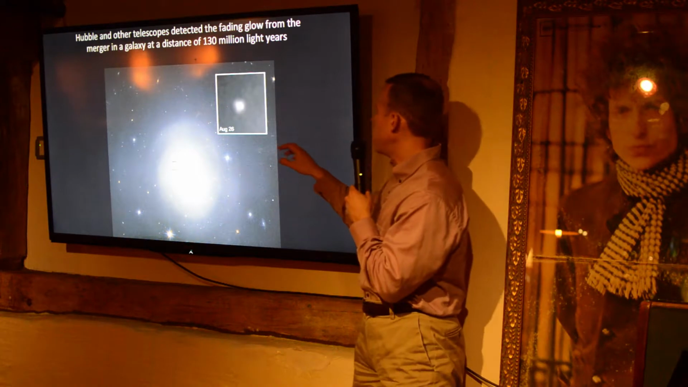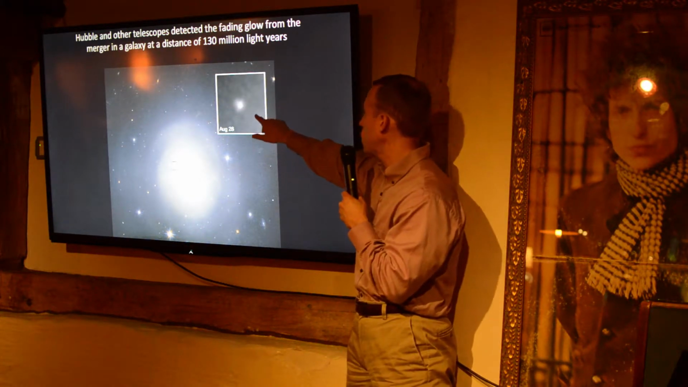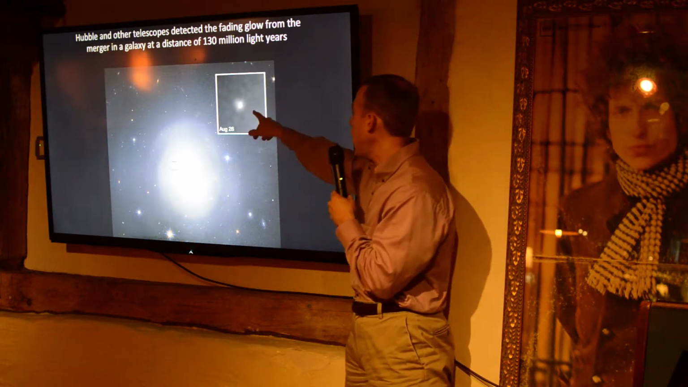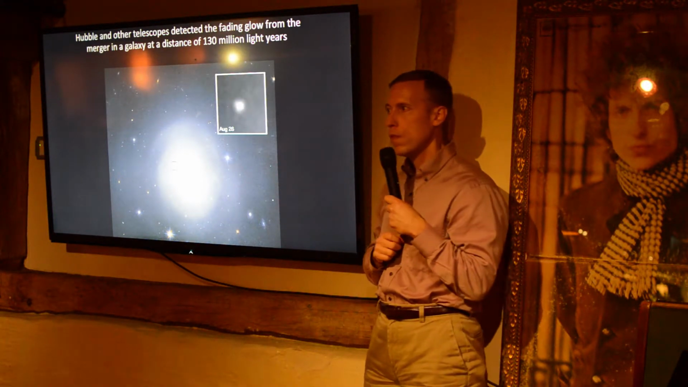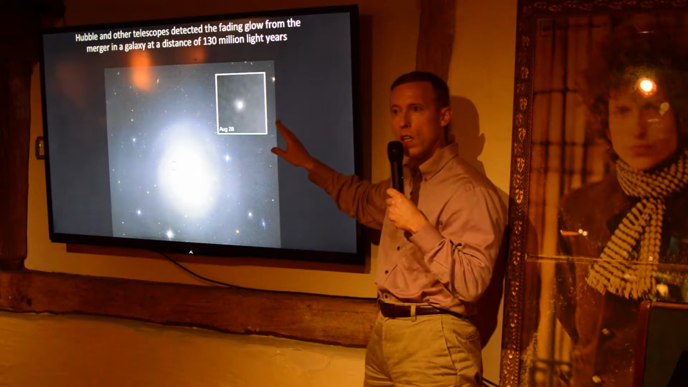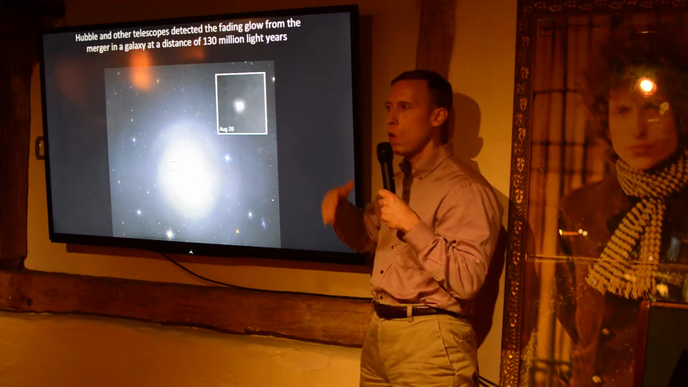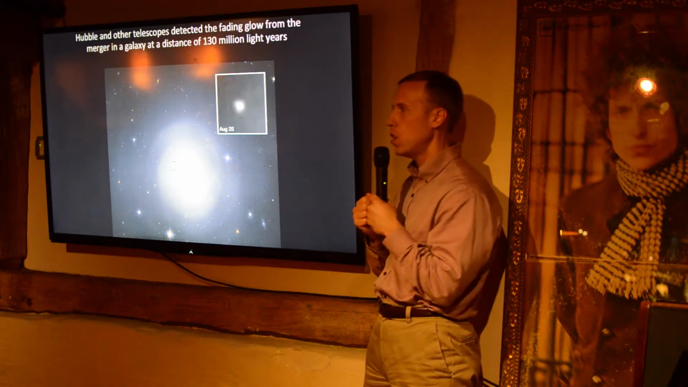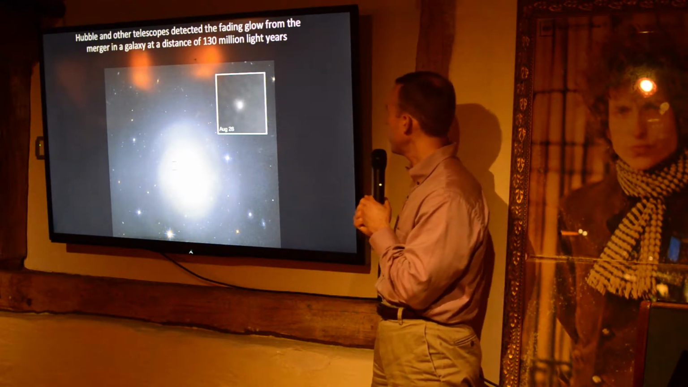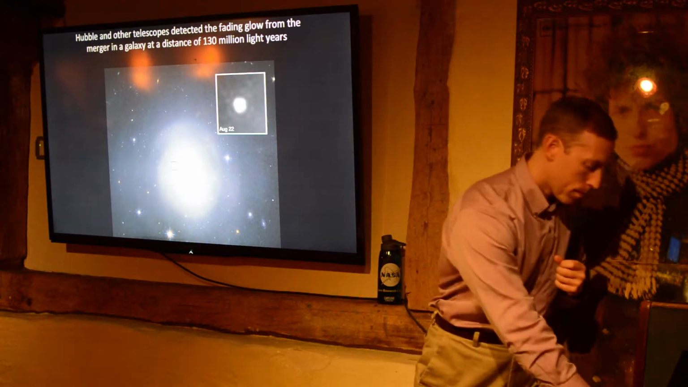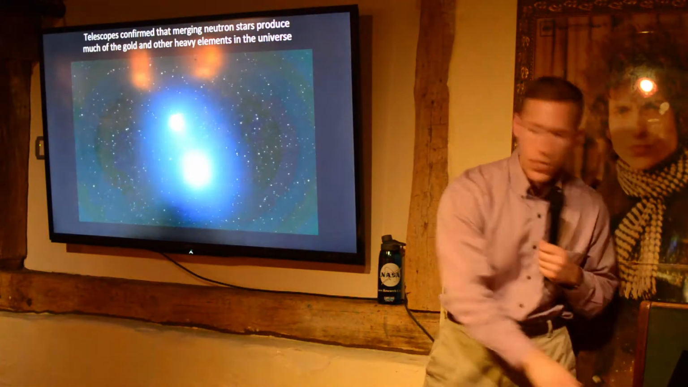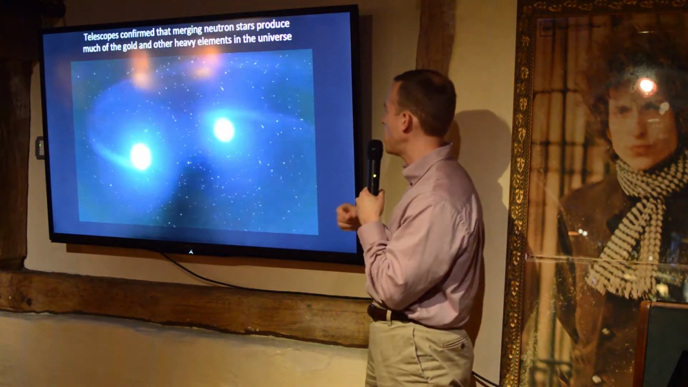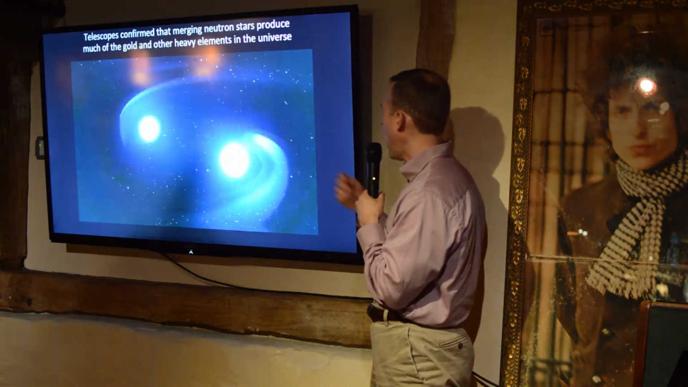And it turns out that the data collected by telescopes of that explosion confirmed that lots of heavy elements were made in that merger. And so this was the first confirmation of the idea that gold and platinum and other heavy elements can be made when you take 2 neutron stars and merge them together. And this is an artist's rendition of the two neutron stars spiraling towards each other and finally colliding.